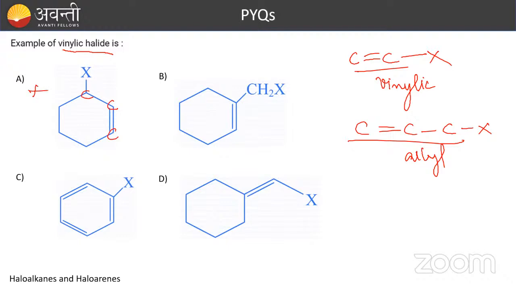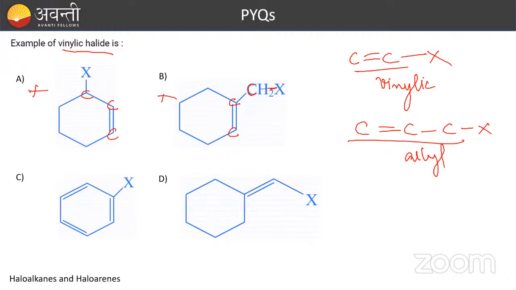And when you come here, we have a carbon-carbon double bond and a carbon-carbon single bond, and then that is attached with halogen. So this is also allyl, where 3 carbons are involved. So it is also not the answer. When you go for option C, it is a haloarene, or I can say it is an aryl halide. The benzene is directly attached to the halogen atom. So it is an aryl halide, and it is also not the example.